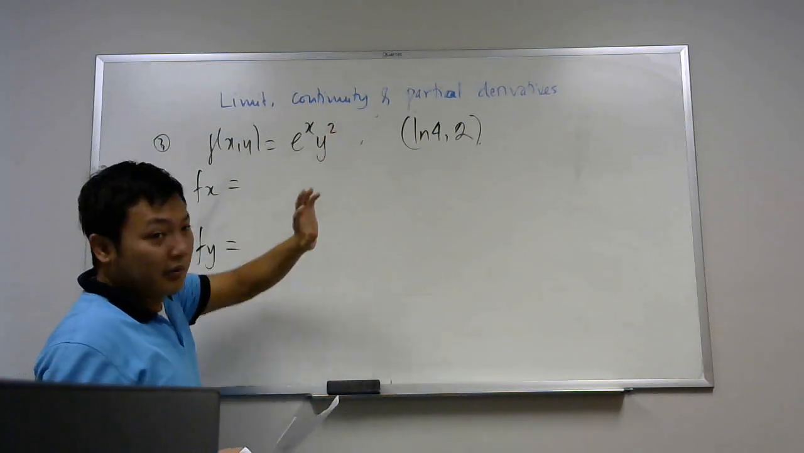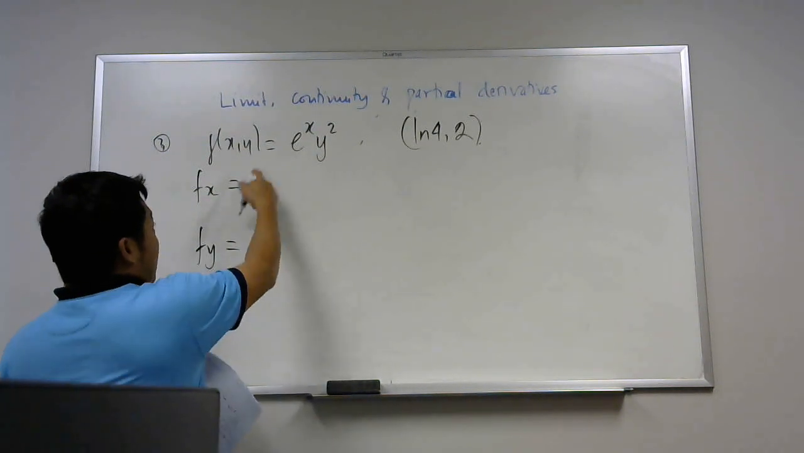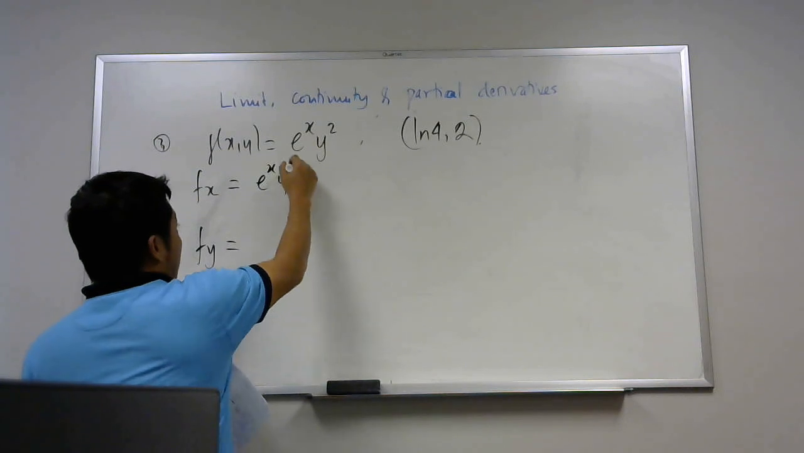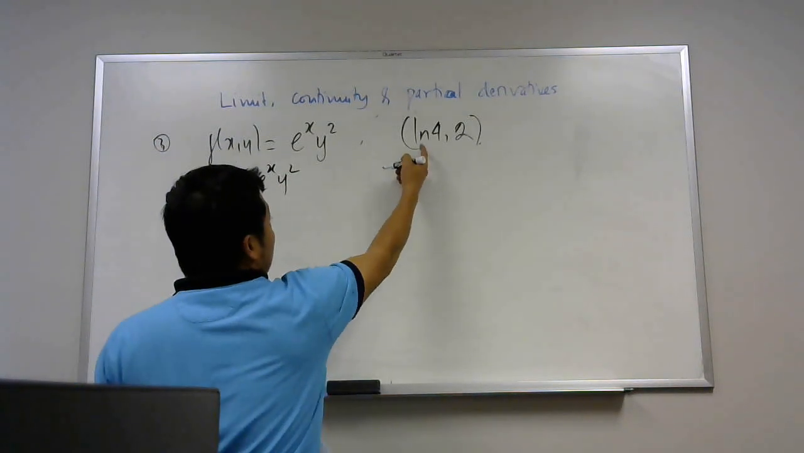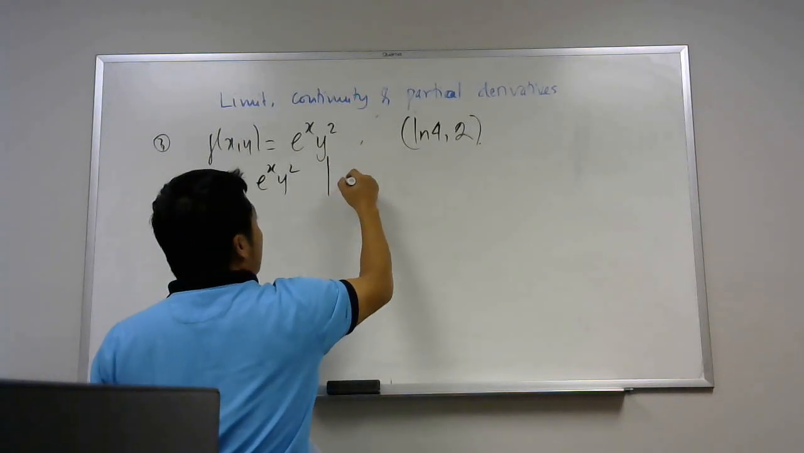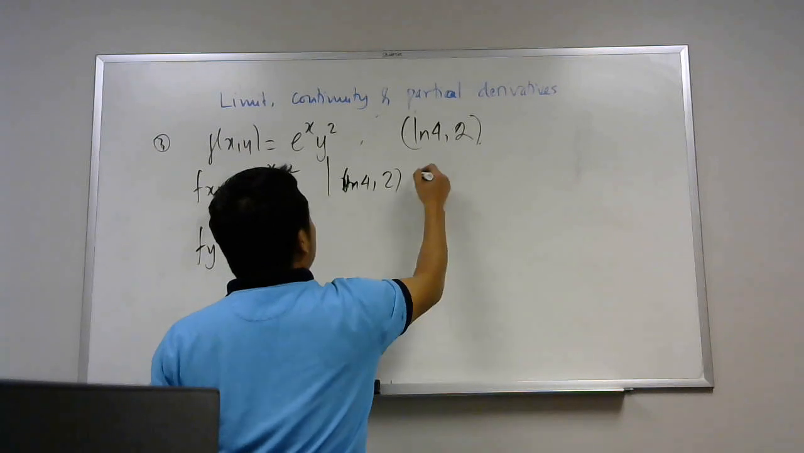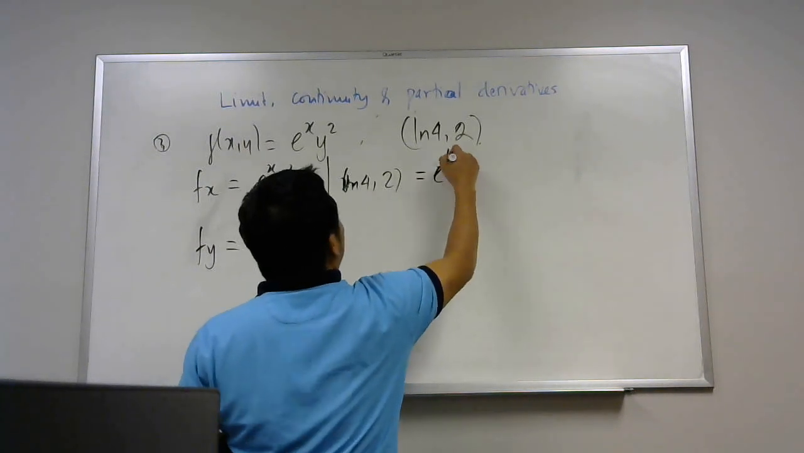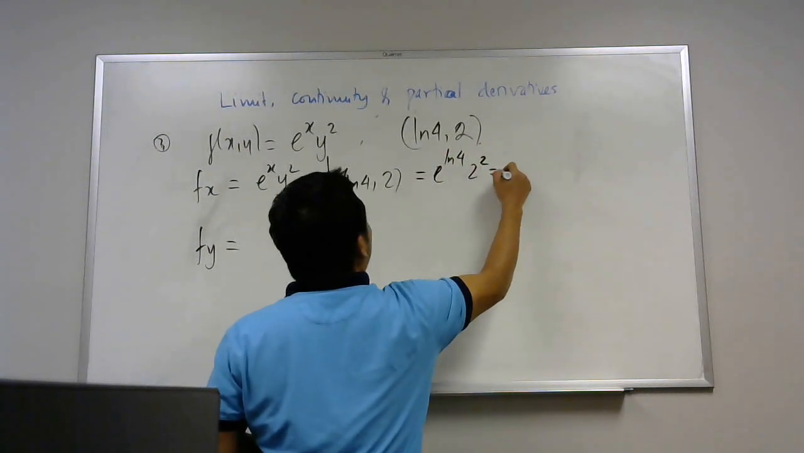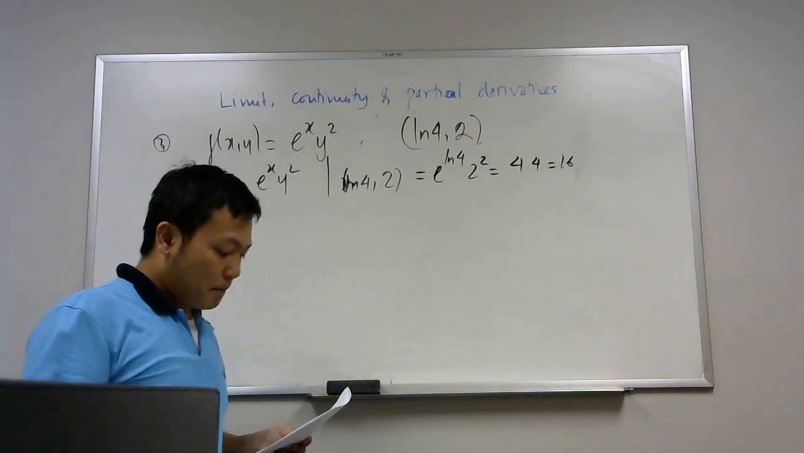So you don't care about y, right? It's just a number, a parameter. So you take the derivative of this, you get e to the x y squared. And if we want to evaluate at this point, you just plug ln of 4 and 2 into this, and you get e to the ln 4 times 2 squared, which is 4 times 4 equal to 16.